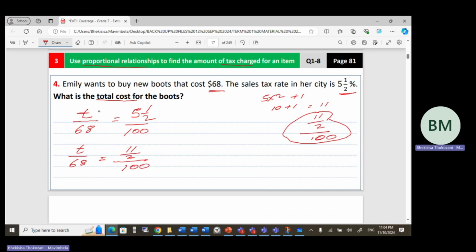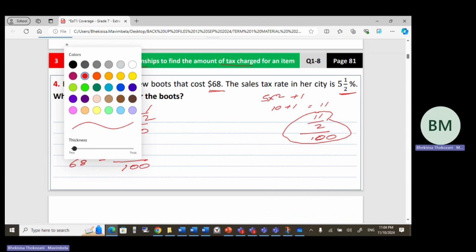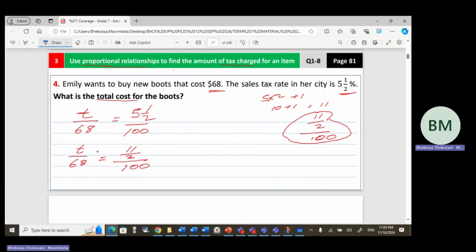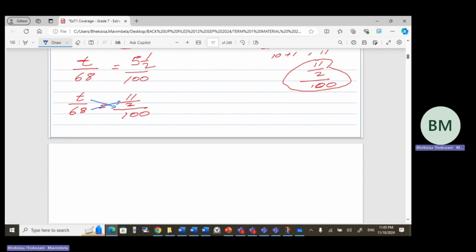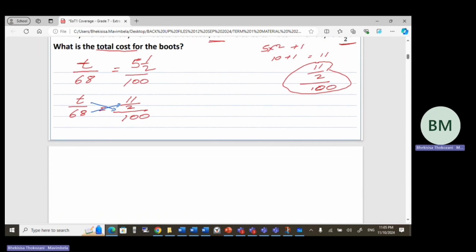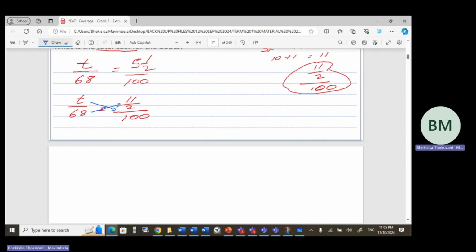100. Okay, so now I'm going to cross multiply these things here, just like the one we did before. I've tried to create more space on this one here, guys, because we need space for these things here. So let's see.